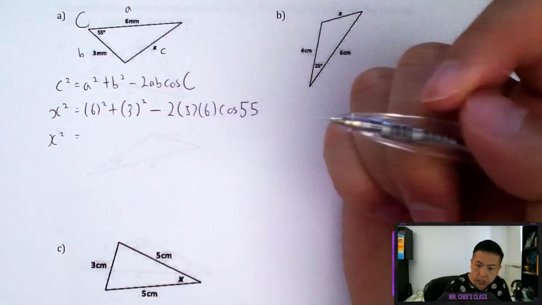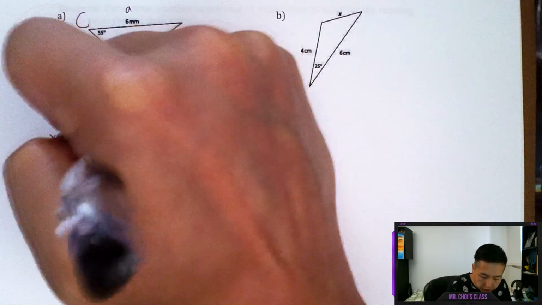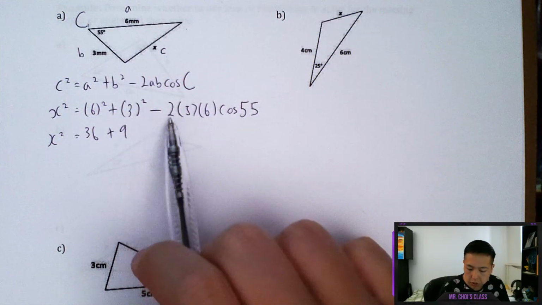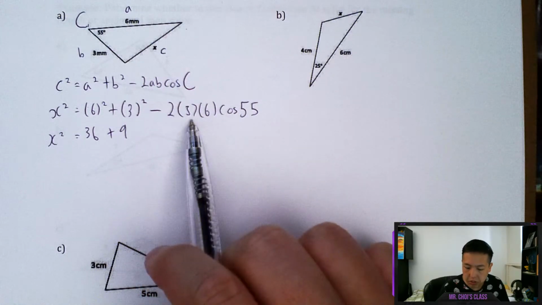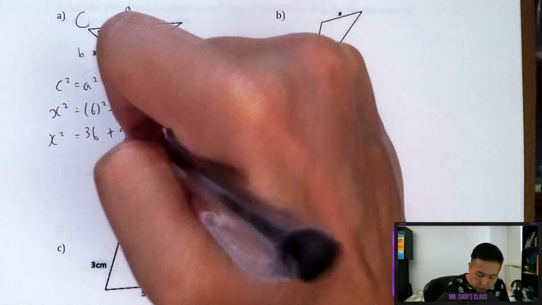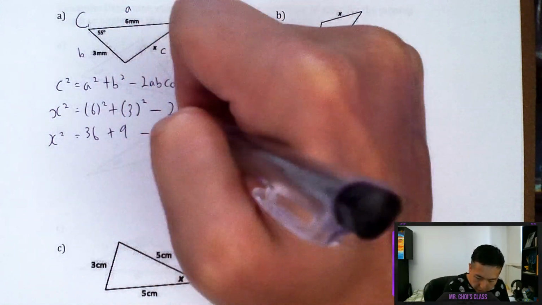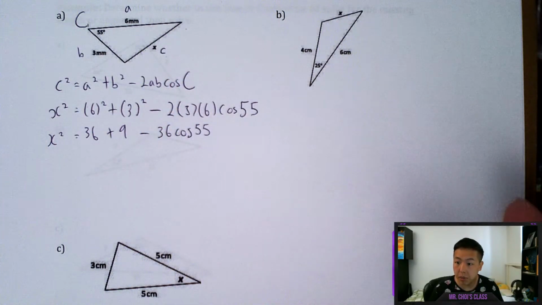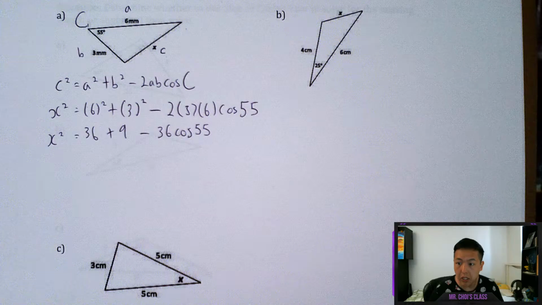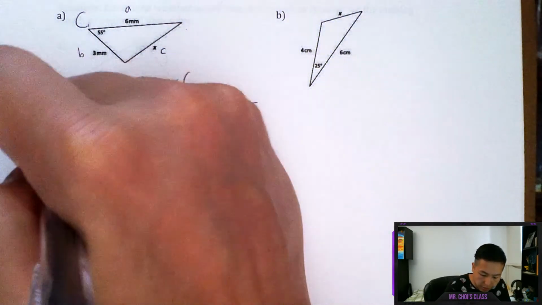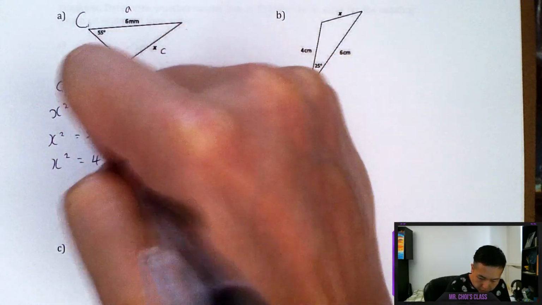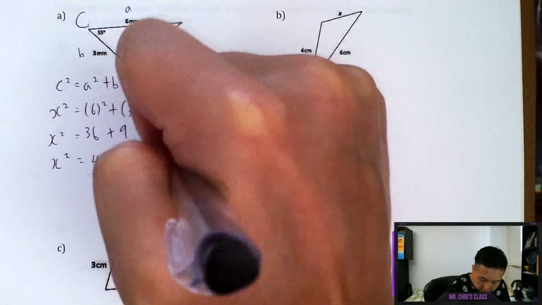X squared is equal to 6 squared, which is 36, plus 3 squared, which is 9, minus 2 times 3 times 6. So 2 times 3 is 6, 6 times 6 is 36. So minus 36 cosine 55. Okay? Notice how I'm doing this step by step, to help us actually figure this out a little smoother. So I'm just going to keep going here. X squared is equal to 45 minus 36 cosine 55.